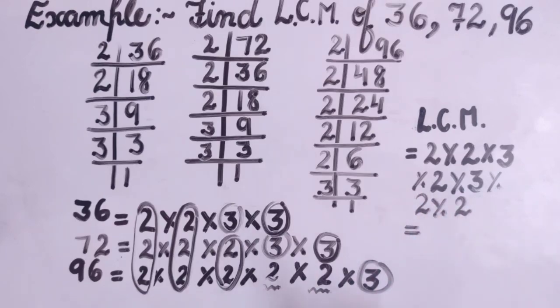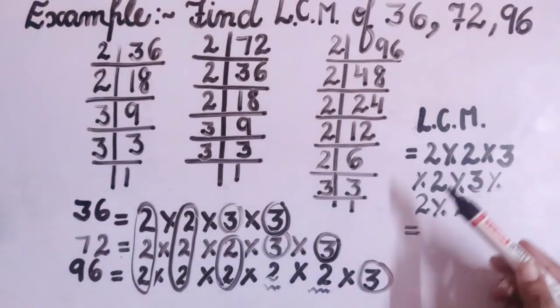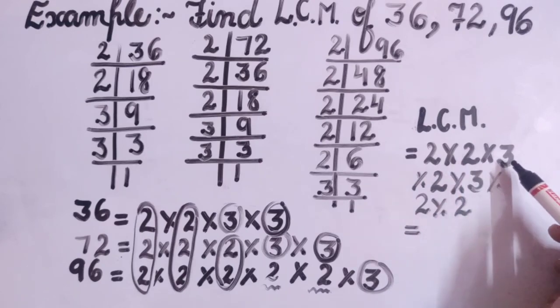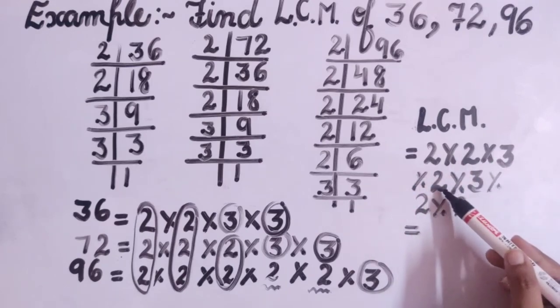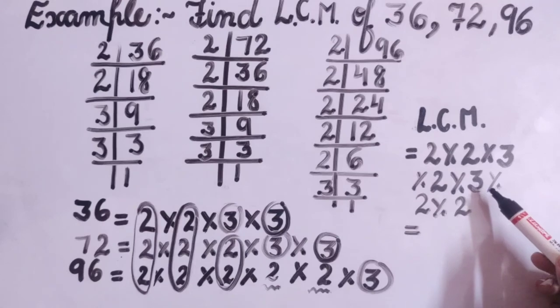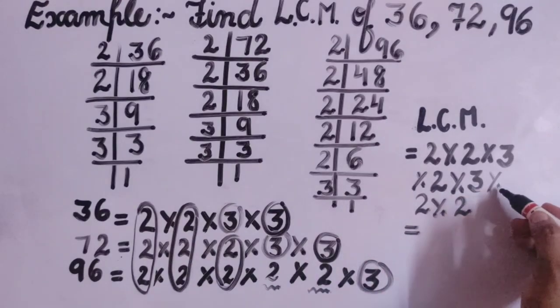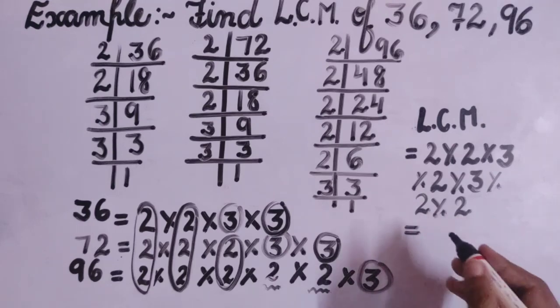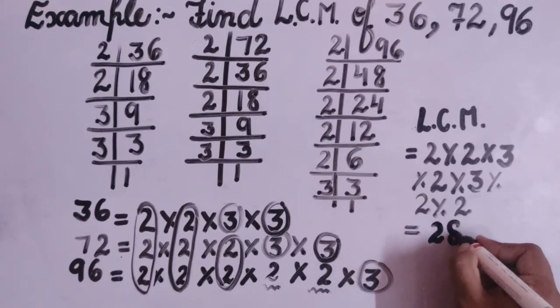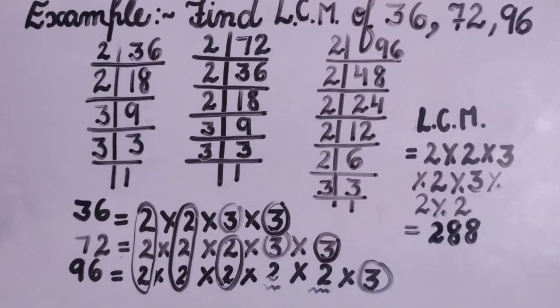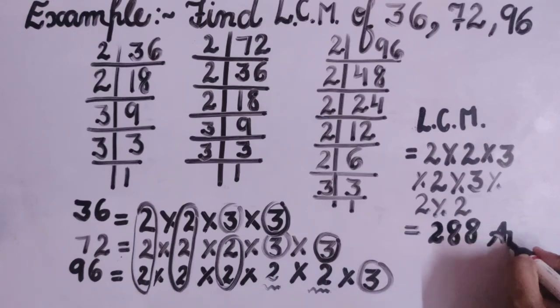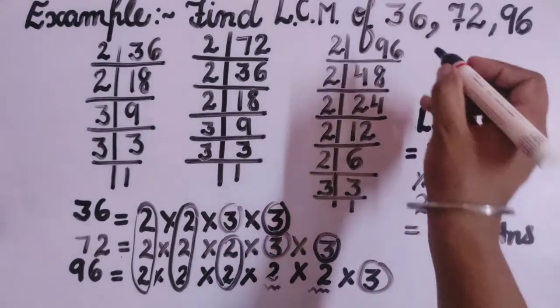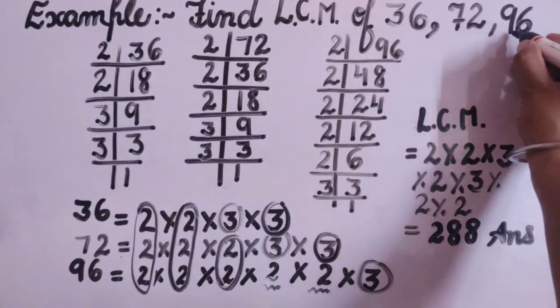So what will be the product, students? 2 2s are 4, 4 3s are 12, 12 2s are 24, 24 3s are 72, 72 multiply 2 will be 144, and at last when we multiply 144 by 2, then the answer will be 288, and we can say that 288 is the LCM of 36, 72 and 96.